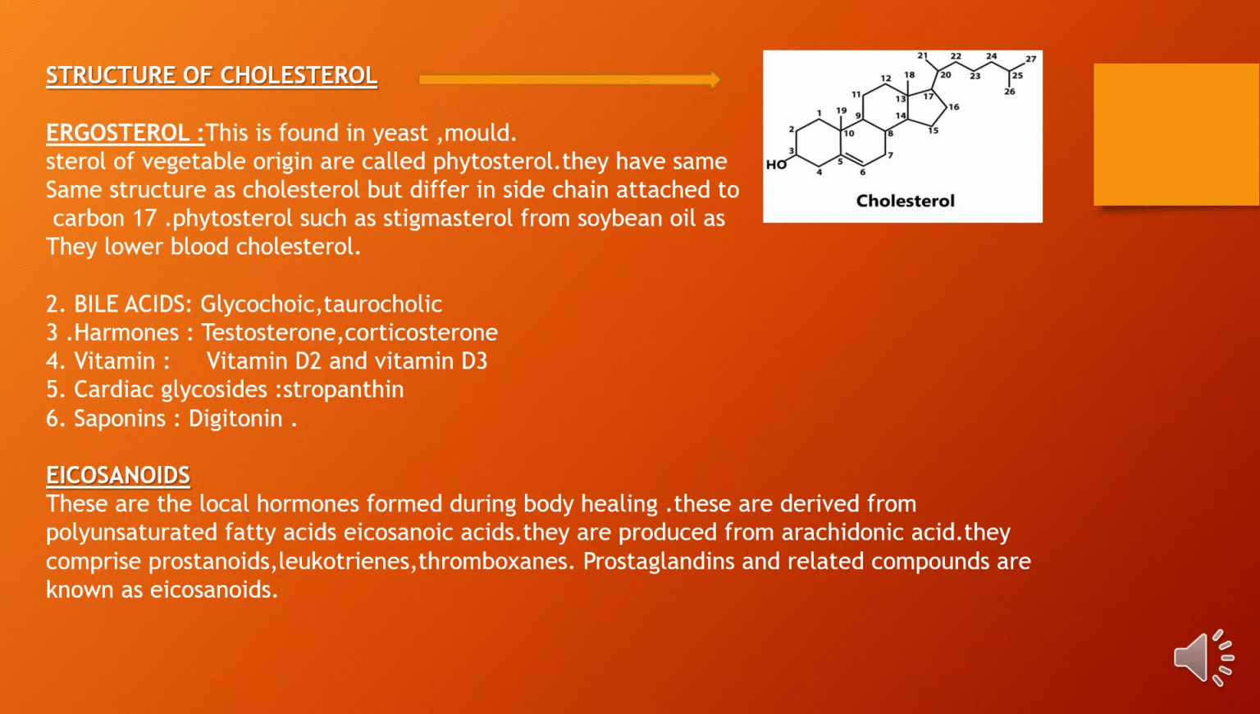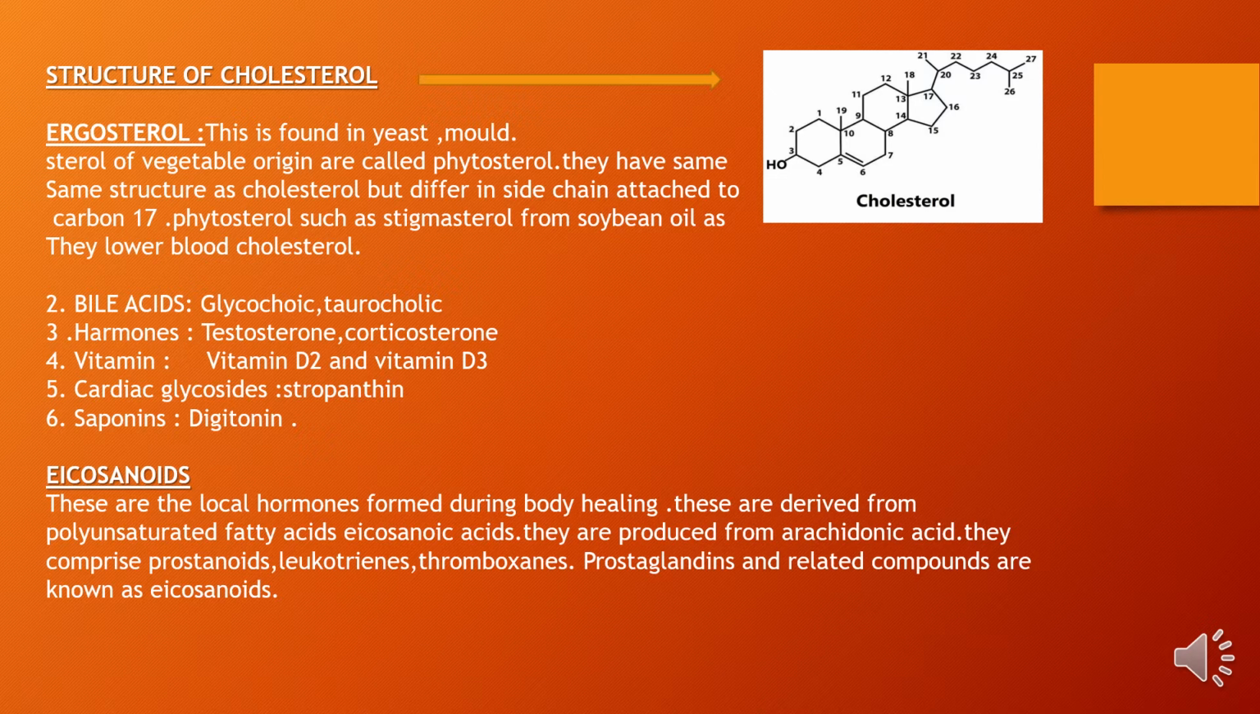Then we will see, because it is also a good question, the structure of cholesterol. You can see this structure and it is also very simple. It looks complicated, but if you look closely, there are 3 cyclohexane rings, and then one pentane ring, and after that a side chain. So you just have to put the numbers here. So this is the cholesterol structure.